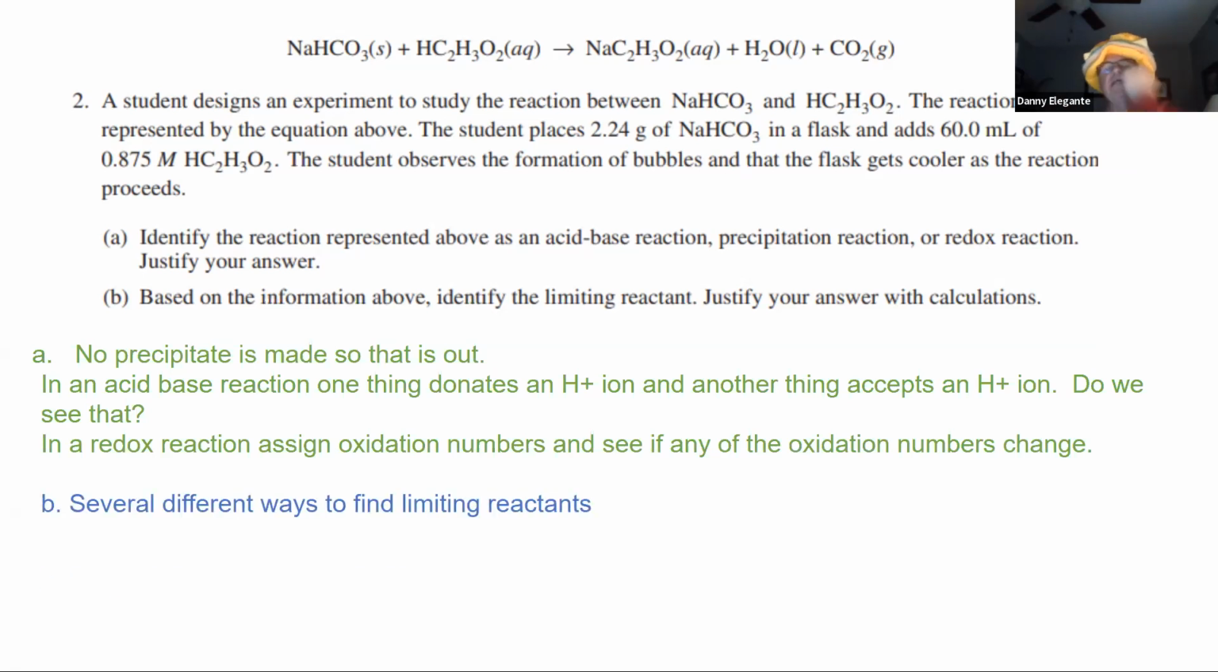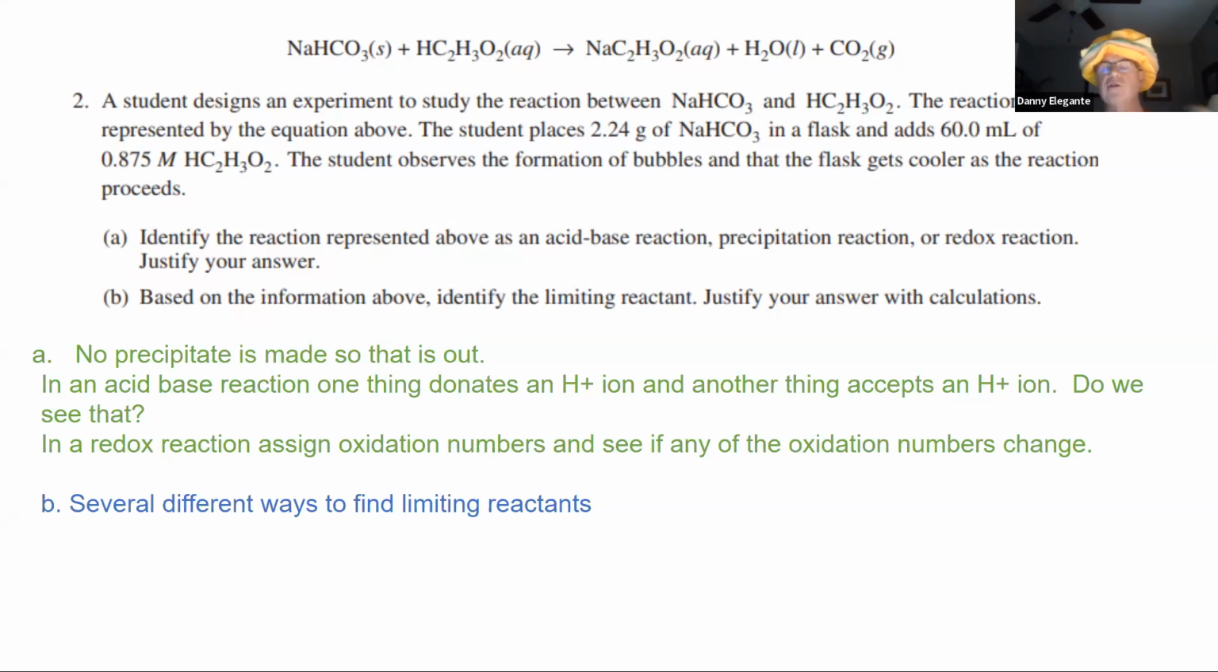Ooh, B, identify limiting reactant. Ooh, and justify with calculations. Keep in mind, identify just means say it. So it's either the baking soda or it's the vinegar. So it's either the sodium bicarbonate, or it's the acetic acid.